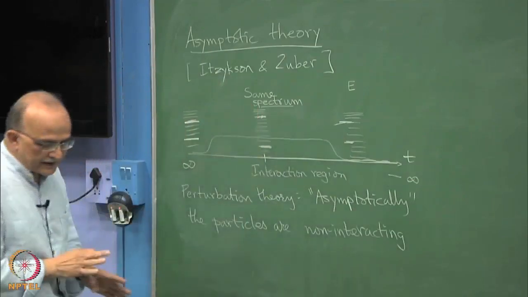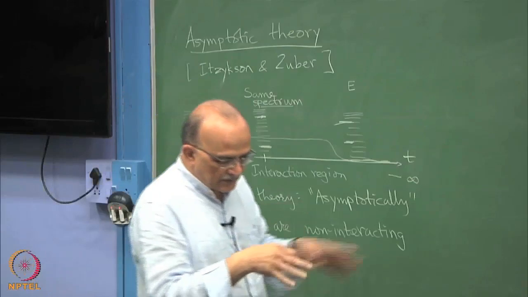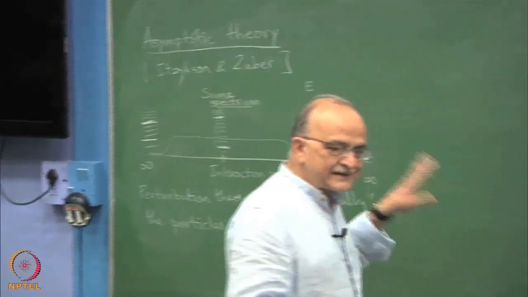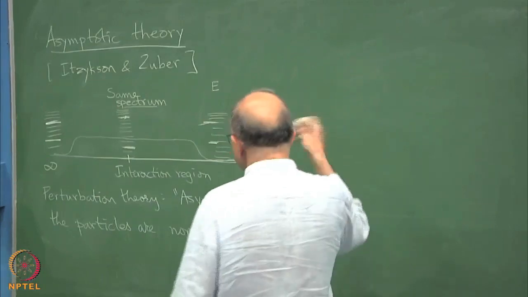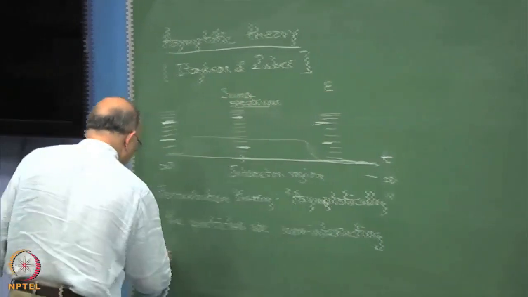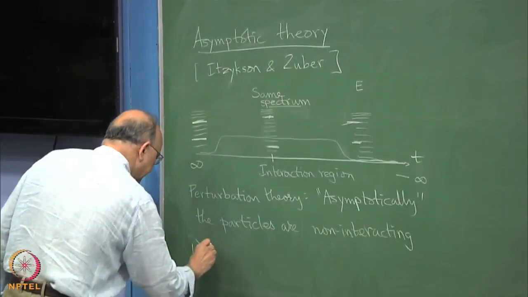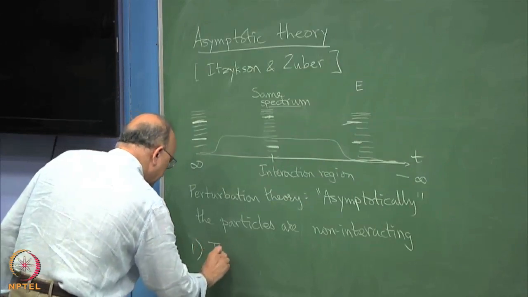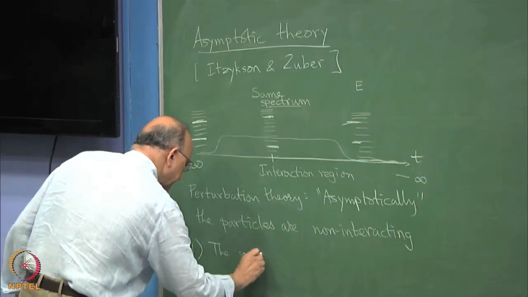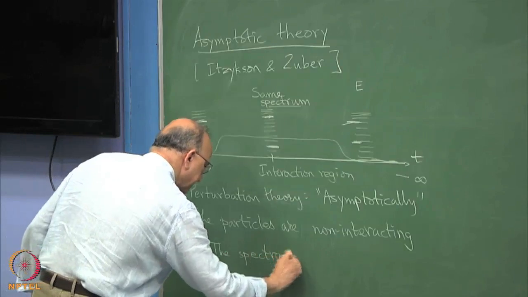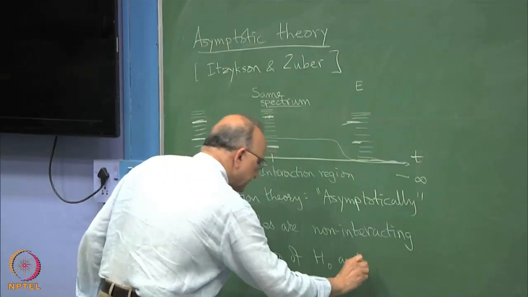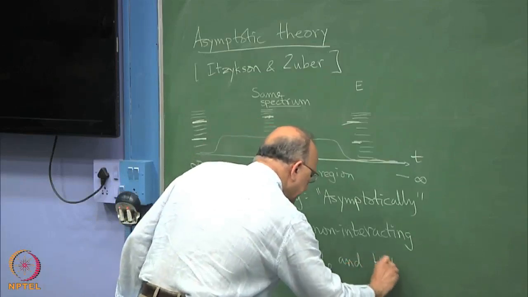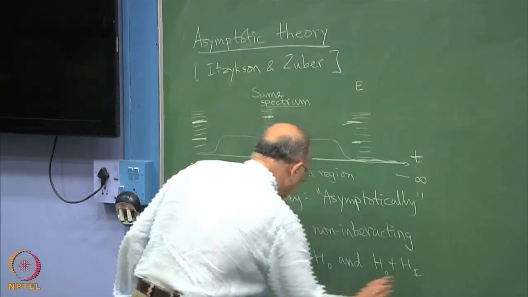In the intermediate region, they will get kicked off here and there, but within that same spectrum, the spectrum of H and H0. So hypothesis one is that the spectra of H0 and H0 plus HI are identical.